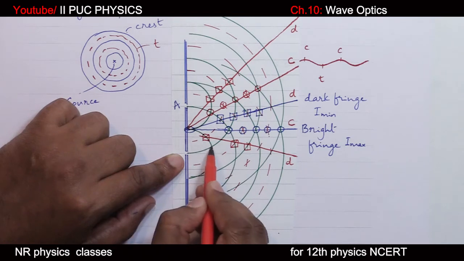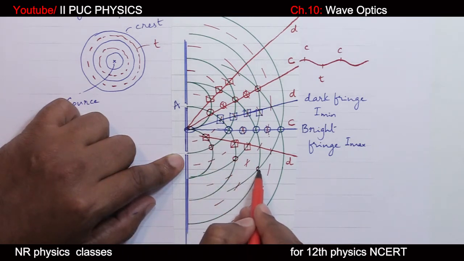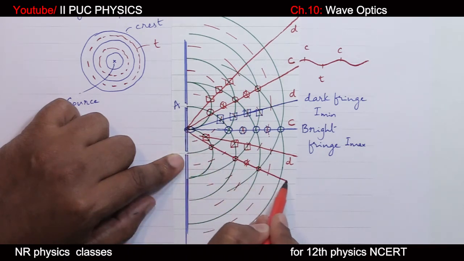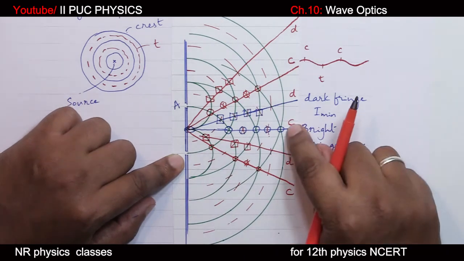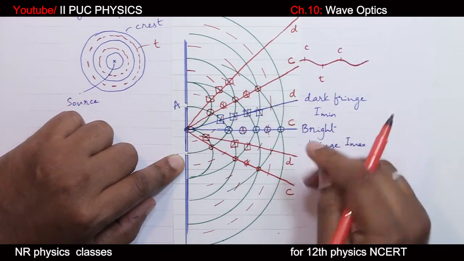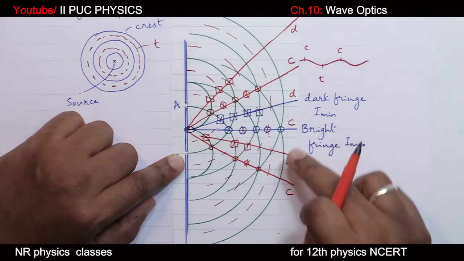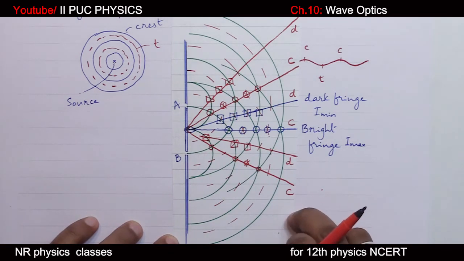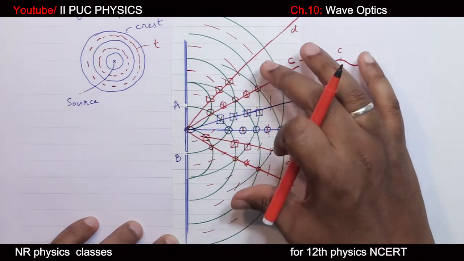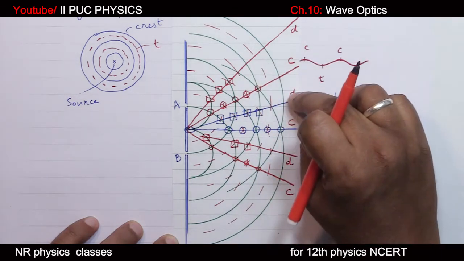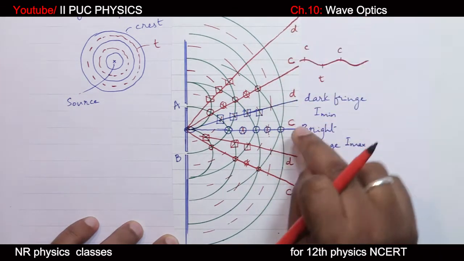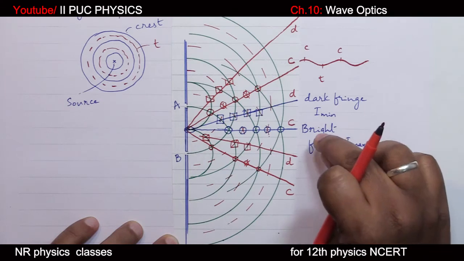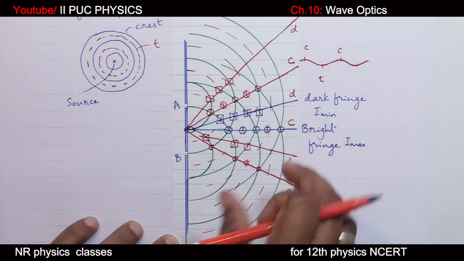Similarly, here these points, crest on crest, trough on trough, constructive interference. Constructive, destructive, constructive, destructive. So on the other side also same thing. So using waves, one can explain alternate constructive and destructive regions. Constructive, bright fringe; destructive, dark fringe. Now let us see what we mean by bright fringe and dark fringe.